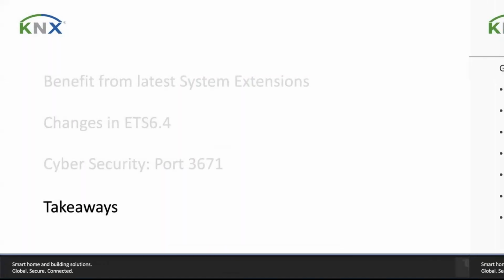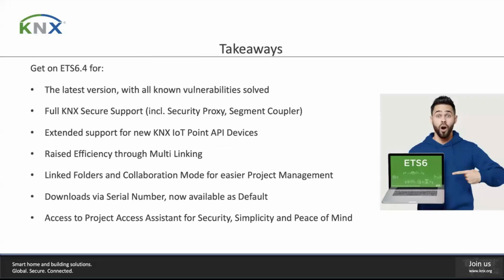So what are the takeaways on ETS 6.4? Get the latest version. It's got all the known vulnerabilities resolved. It's got full KNX secure support, security proxies and segment couplers. It's got extended support for the new KNX IoT point API devices. Multi-linking makes it quicker to do linking. We've got link folders and collaboration mode in the project archive for easier project management. We've got downloads via serial number by default, so that makes it quick to commission devices. And we've got the project access assistant for security, simplicity, and peace of mind.